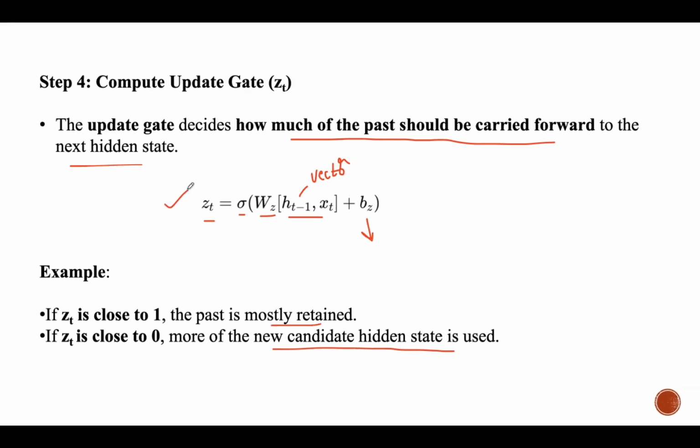Then, coming to processing words in a sentence. Again, take the sentence, the cat sat on the mat. When predicting the word sat, past words like cat may or may not be important. If the zt value is high, the model retains information from cat in the hidden state. And if this zt value is low, the model replaces old context with the new information about the word sat.